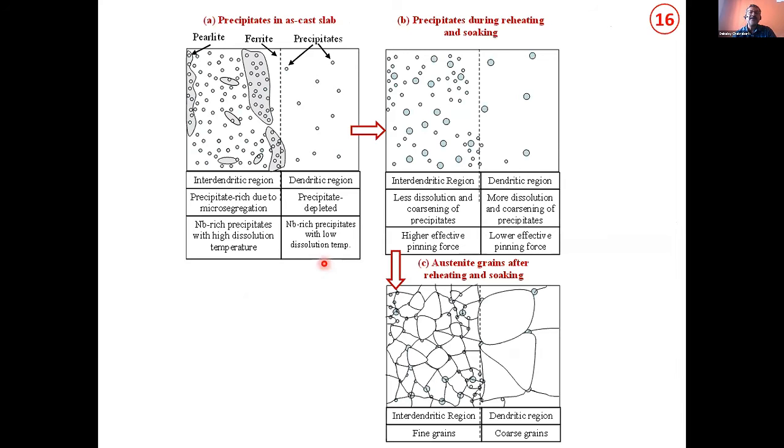So the model that we are schematically presenting is, in the interdendritic region, there are a lot of precipitates, and the precipitates are also more stable. In the dendrite center, precipitates are less stable, and the precipitate fraction is less. When we reheat, the precipitates will remain more stable in the interdendritic region, and in the dendrite center region, they tend to dissolve. As a result, when the austenite grain forms during soaking, you see a fine grain in this region and coarse grain in this region.